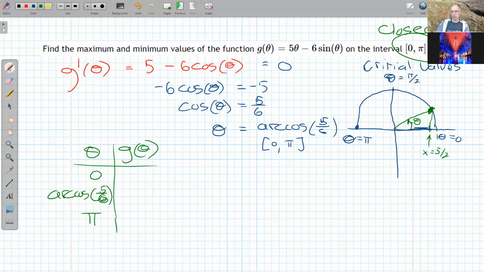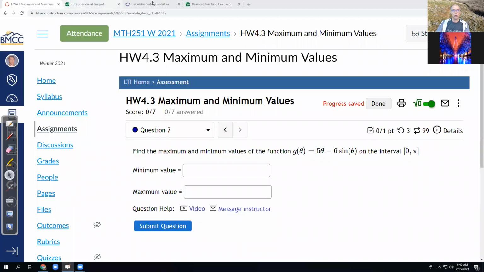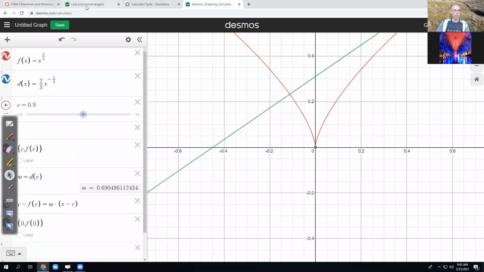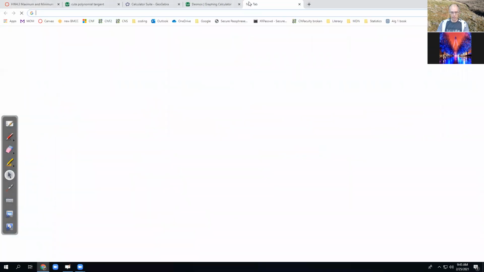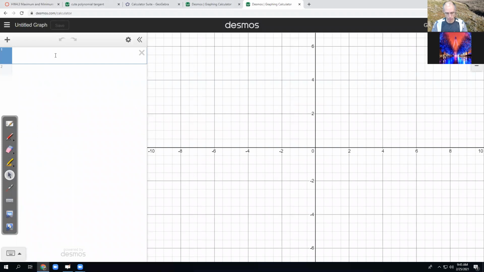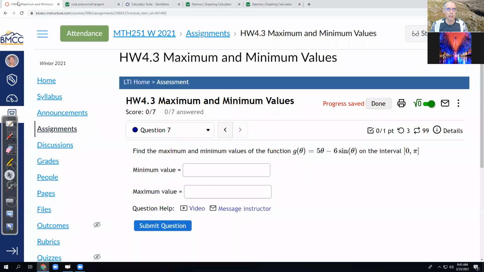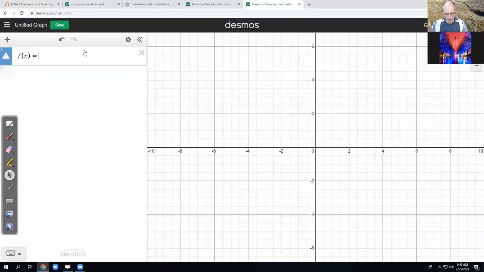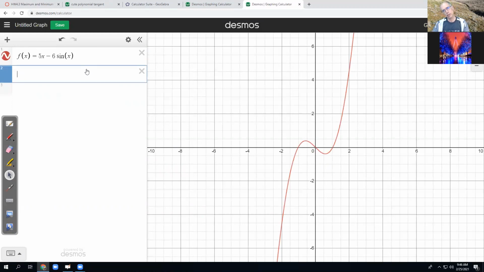So now we need to calculate some numbers. Let's make a new screen. And Desmos should work fine here. So all I need to do is evaluate at those 3 points. So let's look at our f of x equals, let's see, what was it again? 5x minus 6 sine of x. There you go. 5x minus 6 sine of x is that right there. Interesting, that's not what I expected it to look like.